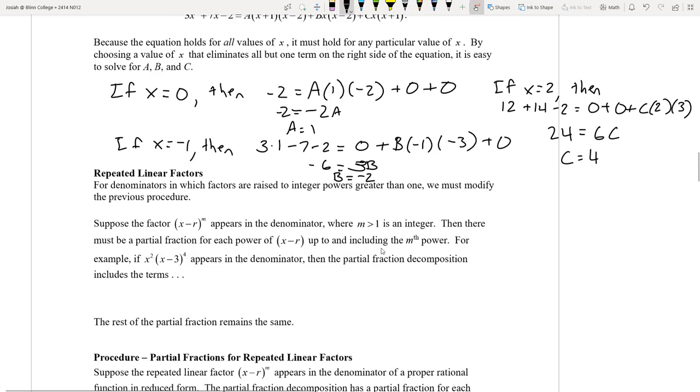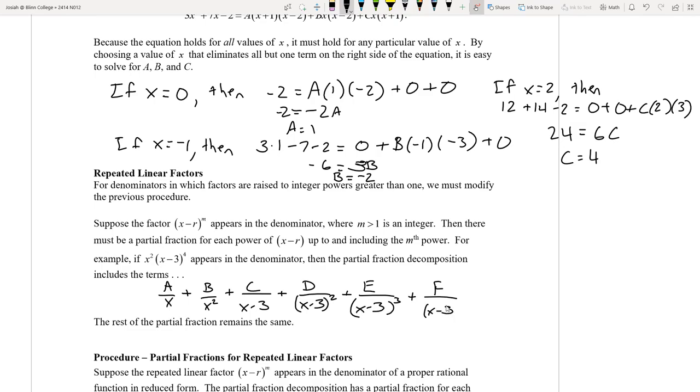So if we have x squared times x minus 3 to the fourth in the denominator, we have to write then, first off, an a over x, then a b over x squared. So we have first power up to second power. For this second term, we have to have first power, second power, third power, and then finally the fourth power. So we have to start with the first power and go all the way up to the power that we actually see in the denominator. So the rest of it will remain the same.